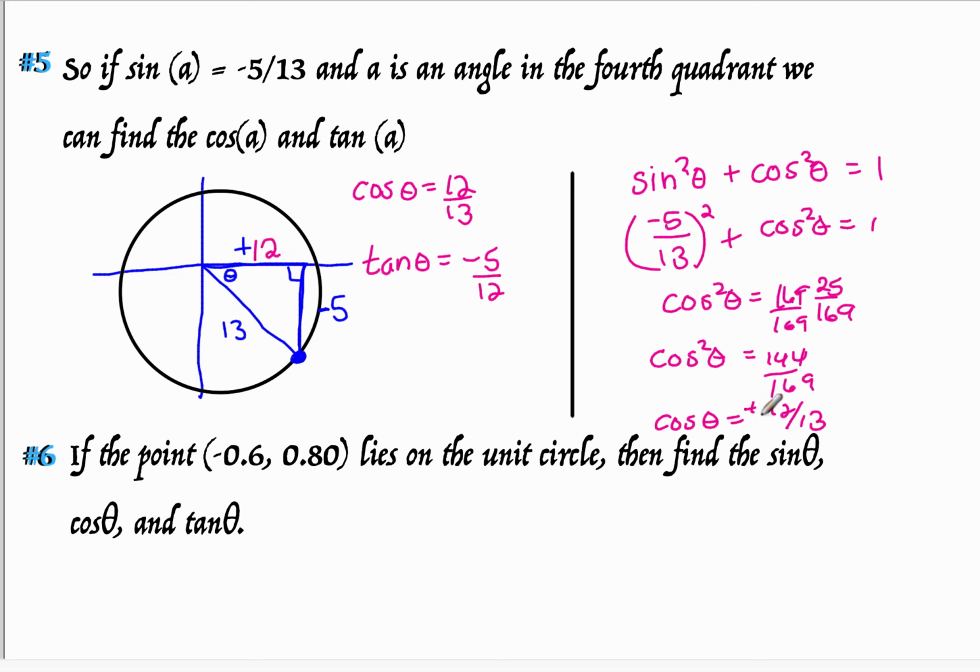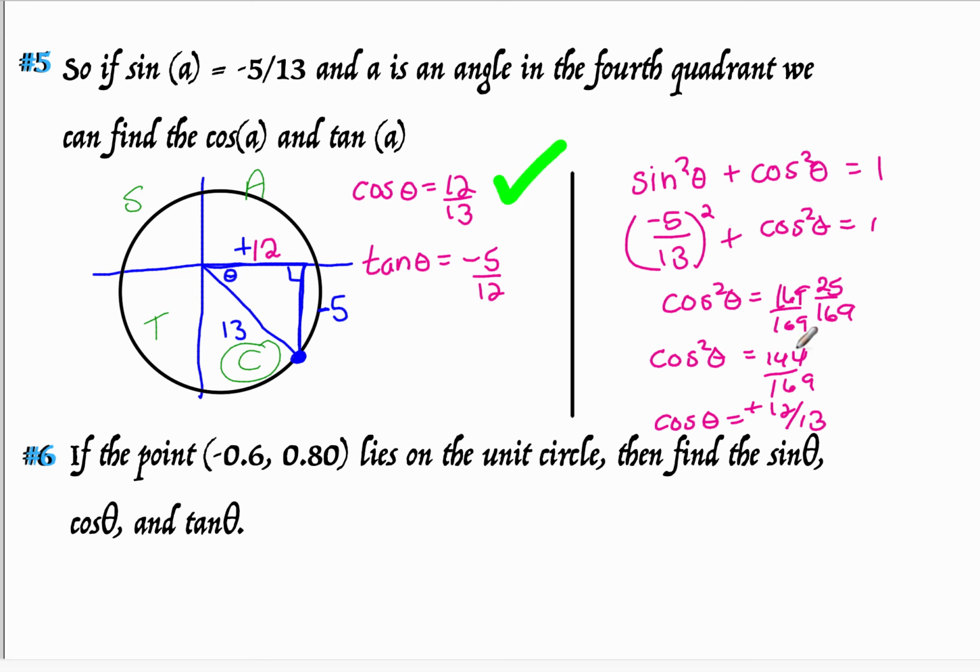Remember, it could be a plus or a minus, but since we're in the fourth quadrant, and we can go back to this, all students take calculus. In this fourth quadrant, only cosine is positive. Notice sine was negative over here. So we could say that the cosine is 12 over 13, just like we got right here.